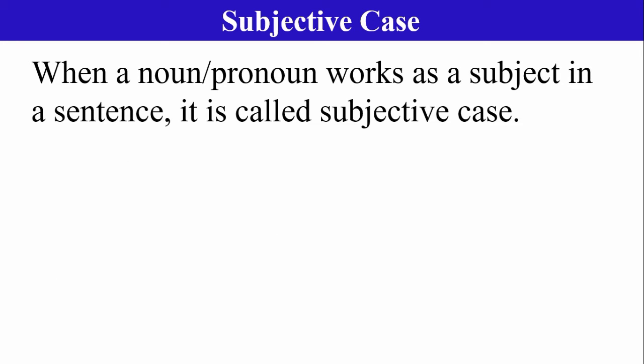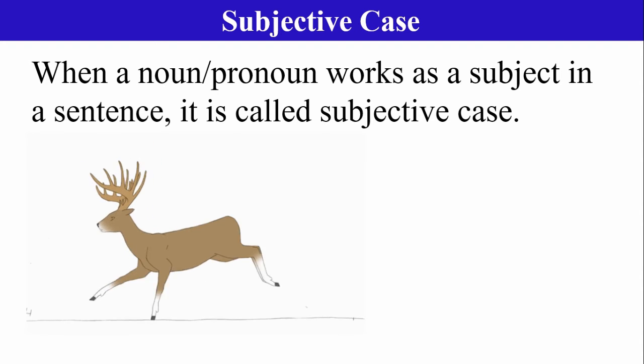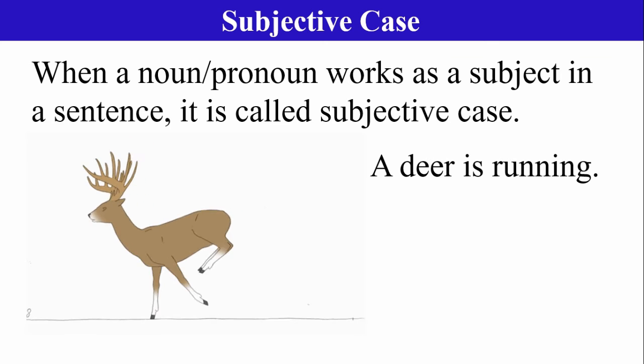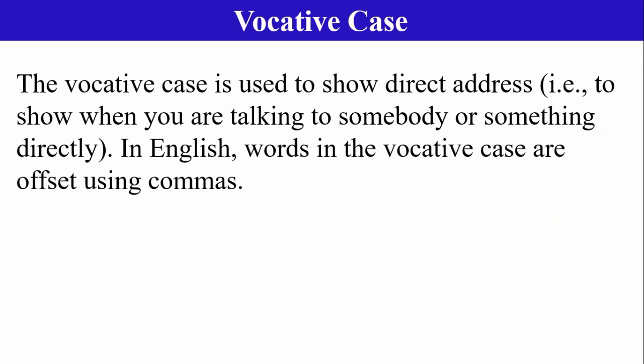When a noun or pronoun works as a subject in a sentence, it is called subjective case. For example, a deer is running. Here the word deer is subjective case.